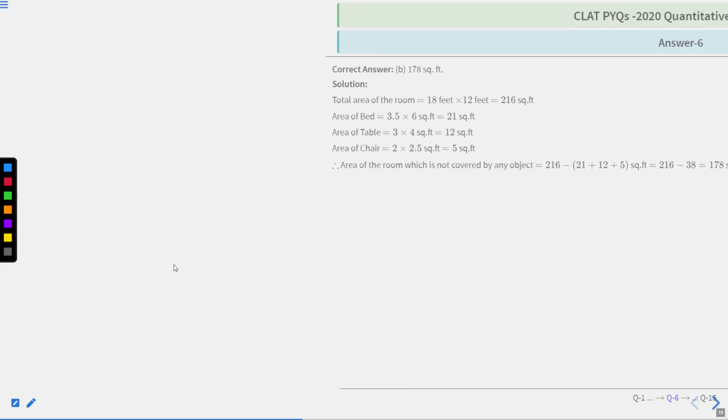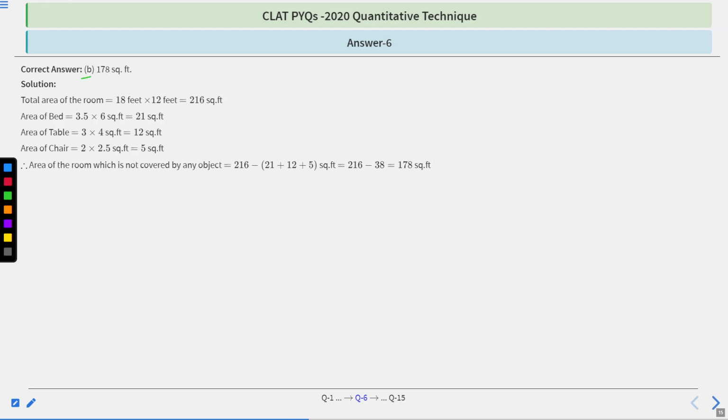Let's see the correct option. Correct option is B, means 178 square feet. How? Total area of the room, 18 feet times 12 feet means 216 square feet. Area of bed, 3.5 times 6 means 21 square feet. Area of table, 3 times 4 means 12 square feet. Area of chair, 2 times 2.5 means 5 square feet.